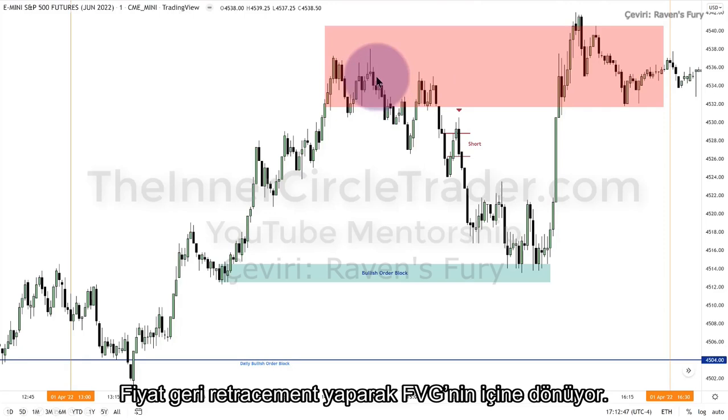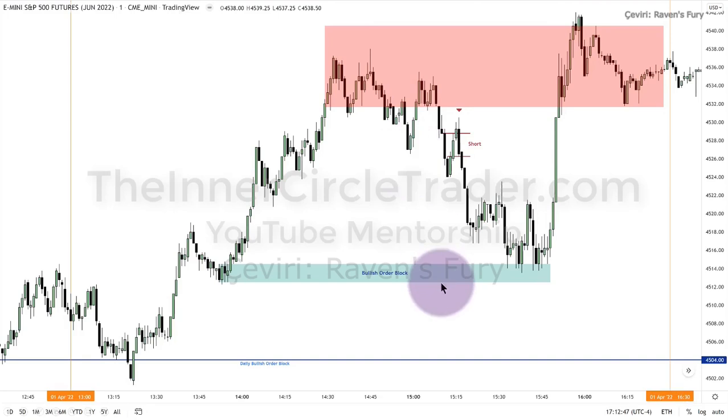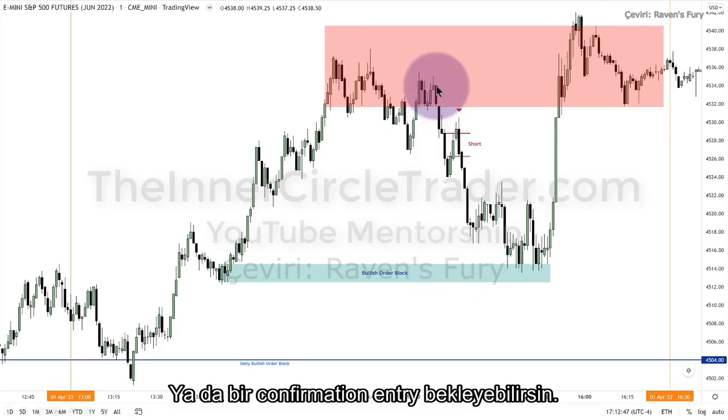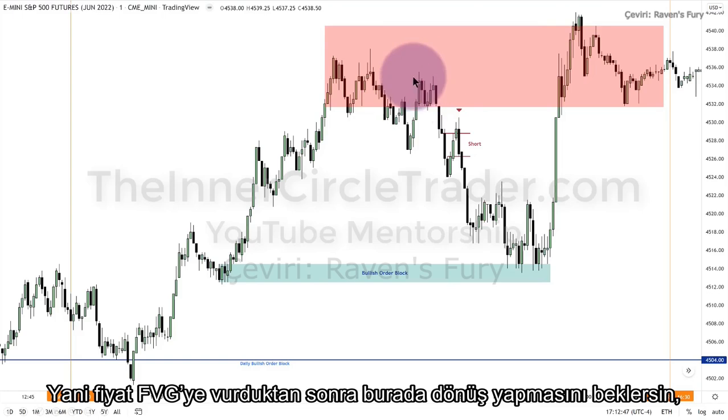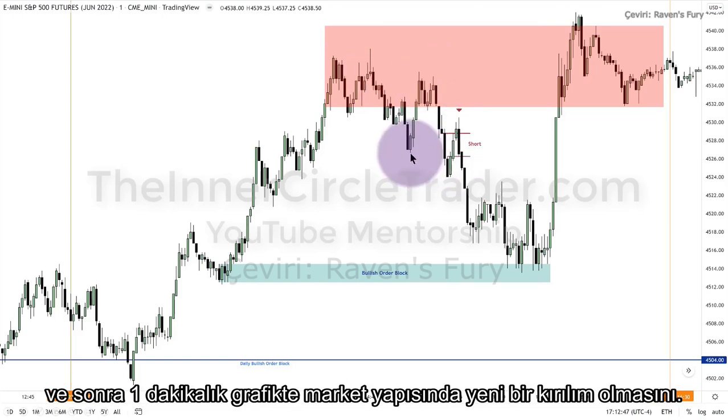Retraces back up into the fair value gap. You can be a seller there and aim for this low or the order block. Or you can wait for a confirmation entry, which is we turn here after it hits that fair value gap, breaks lower, and then we have another break in the structure of the marketplace on the 1 minute chart.